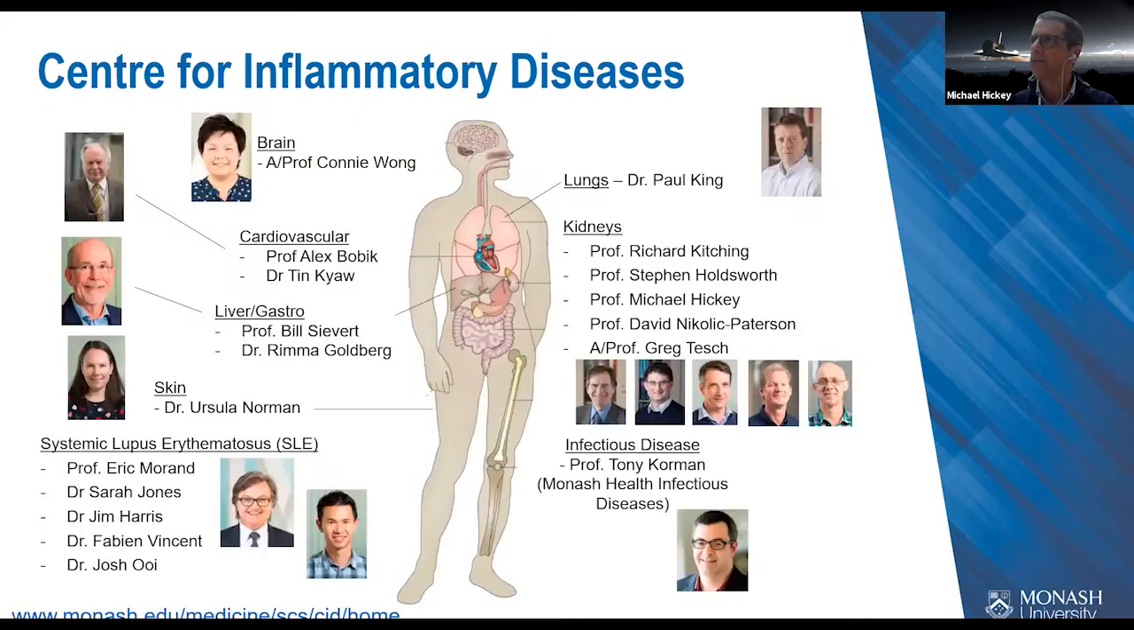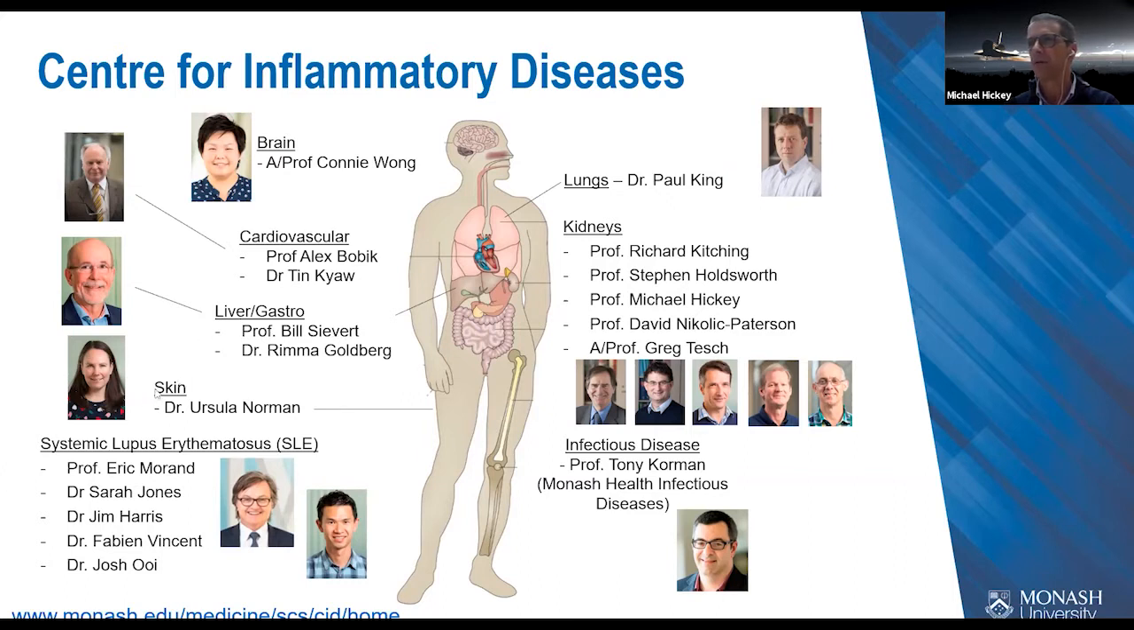Now, congruent with the wide array of diseases that inflammation can be involved in, this is an illustration of how the teams within Center for Inflammatory Diseases cover many of these conditions. We have researchers such as Associate Professor Connie Wong, who works on inflammation of the brain. We have researchers such as Alex Bobick here, who works on cardiovascular disease. Bill Sievert, who used to be the head of gastroenterology at Monash Health, works on liver disease.